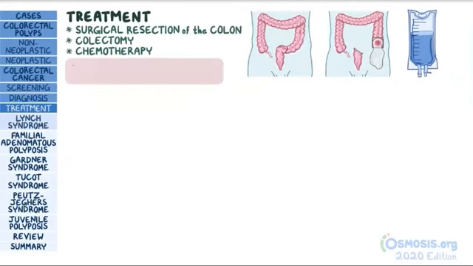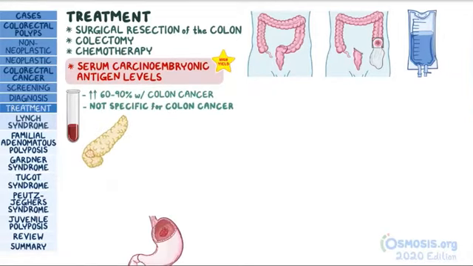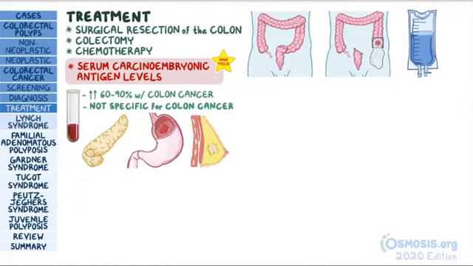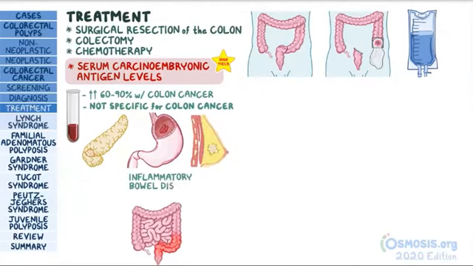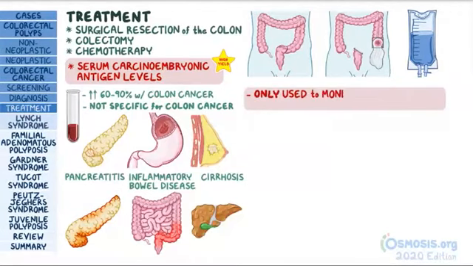What you have to know for your exam is that serum carcinoembryonic antigen levels, or CEA levels, are increased in 60 to 90% of individuals with colon cancer. But the CEA level is not specific for colon cancer only. It's also increased in pancreatic, gastric, and breast malignancies, as well as in inflammatory bowel disease, cirrhosis, and pancreatitis. Therefore, it can only be used to monitor the recurrence of colorectal cancer.